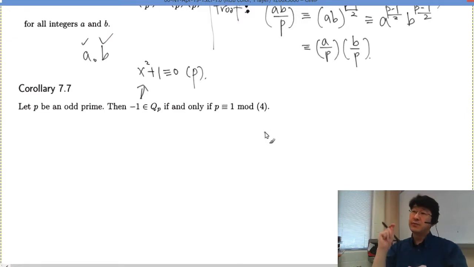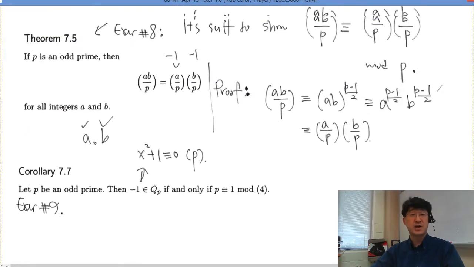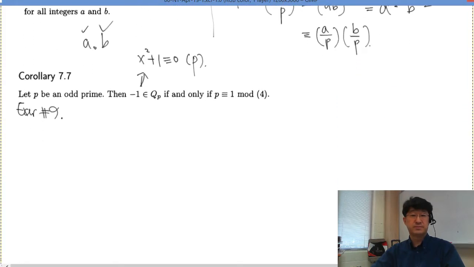Now, if Wilson's theorem didn't come up today, what do we have? Euler, right? We have Euler. What's Euler's theorem? Is this a quadratic residue or not? Stick it into Euler's criterion and see what this right-hand side is talking about. Right? Try it. Exercise 9. What's the number? I thought it's 9. No.